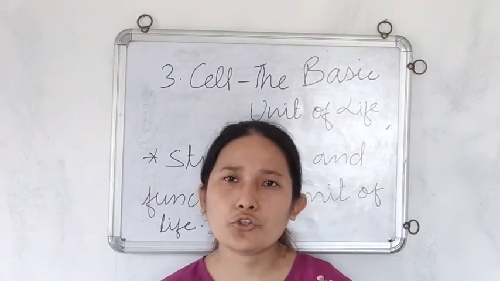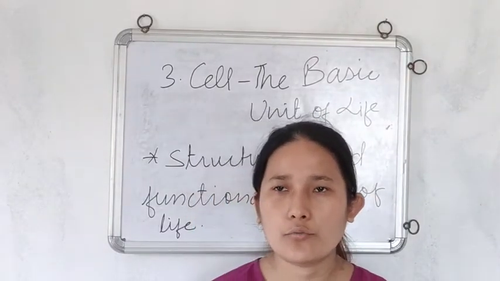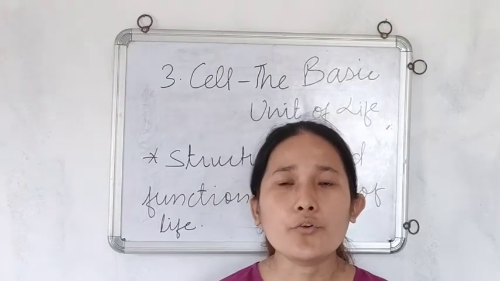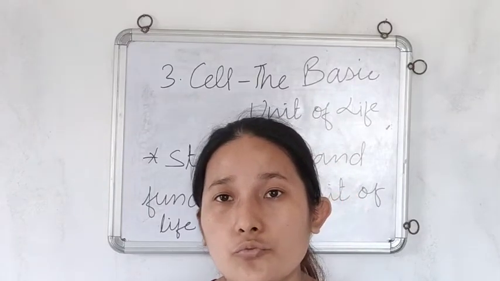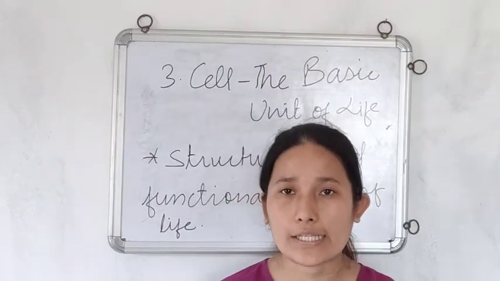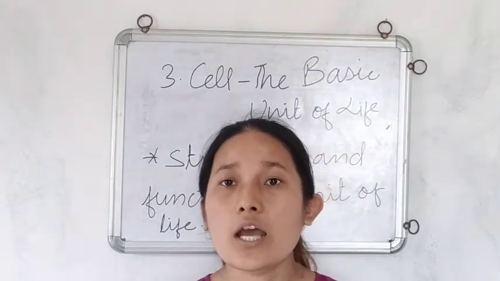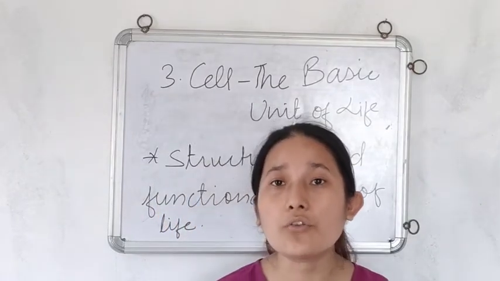Now before going through the definition of the cell, you all have seen huge buildings, right? What are they made up of? They are made up of bricks. Like every brick is piled upon each other to make a building. Similarly, the body of any living organism consists of cells. That's why the cell is the basic unit of life.